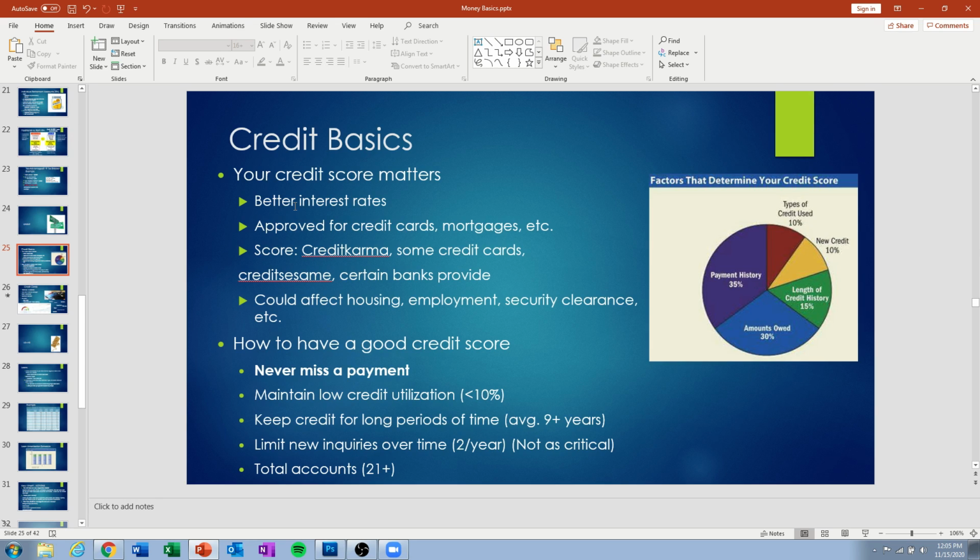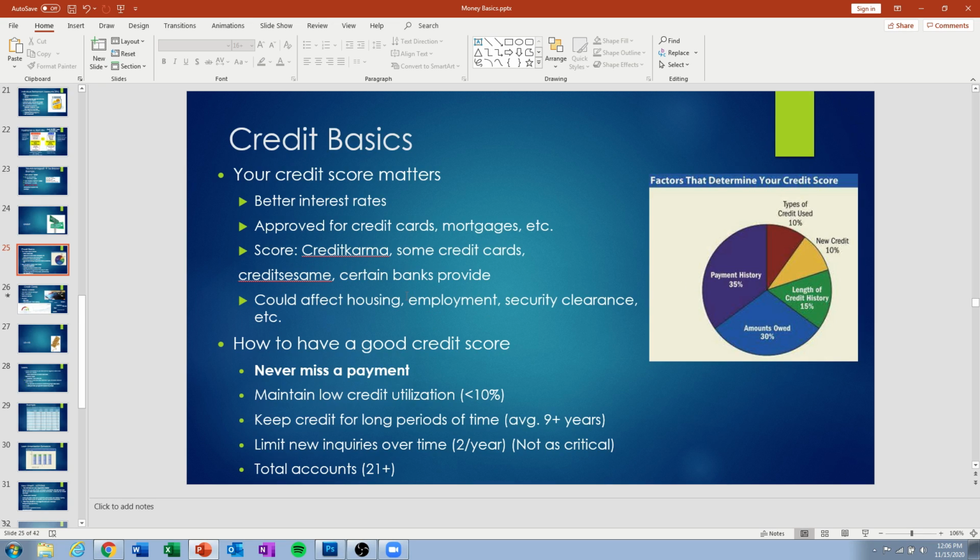And you can see this chart here. Factors that determine your credit score. So payment history, that's a big chunk, 35%. Amounts owed, 30%. Length of credit history, 15%. And then new credit and types of credit used are about 10%. So the biggest one is payment history. So essentially, you should never miss a payment on your credit card. And that is the biggest way to have a good credit score.